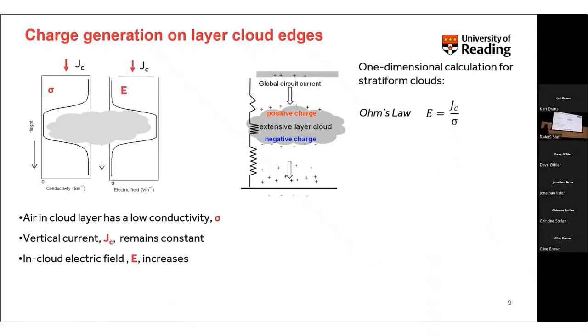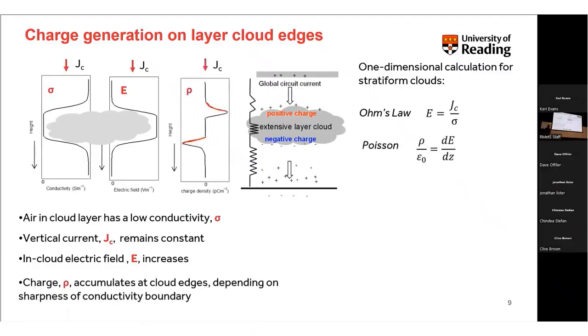If we go to Ohm's law, which if you remember back to your school days, you probably did in the form of V equals IR. It's basically the same equation, just written in a different way. And that says if you have a current, in this case J_C, flowing through the cloud, and you have a conductivity or resistance, basically the same, the inverse, then if you have an electric field, the conductivity and the electric field are inversely related if the current stays the same. So because we have a conductivity decrease, we must have an electric field increase in the cloud.